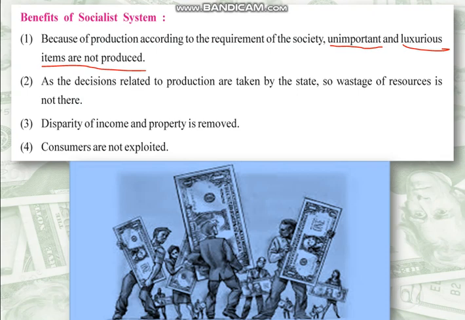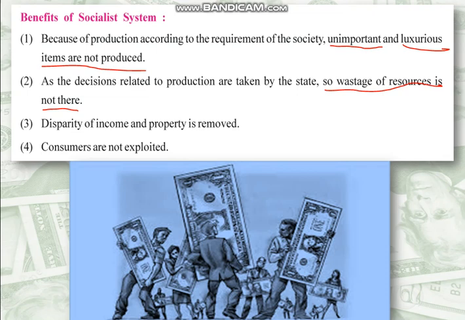Second, as the decisions related to production are taken by the state, wastage of resources is not there. See, this is very important. As all the decisions are taken by the state, the resources are not wasted. Why? Because the government decides what quantity is to be produced, and that's why the resources are used in a maximum way, in such a way that the government can get the best out of those resources.